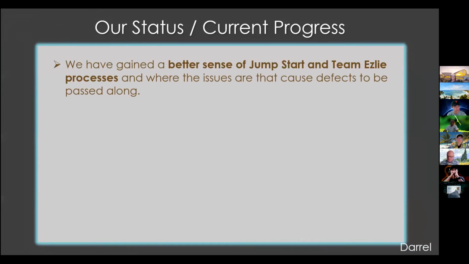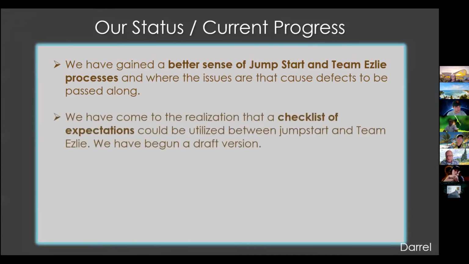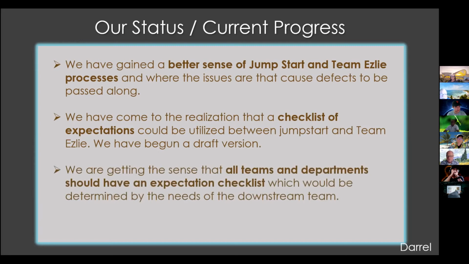Our status and current progress is as follows. We've gained a better sense of Jumpstart and Team Esley's processes and where the issues are that cause defects to be passed along. We have come to the realization that a checklist of expectations could be utilized between Jumpstart and Team Esley, and we have begun a draft version. We are getting the sense that all teams and departments should have an expectation checklist, which would be determined by the needs of the downstream team. And we are getting to the truth of the problem.